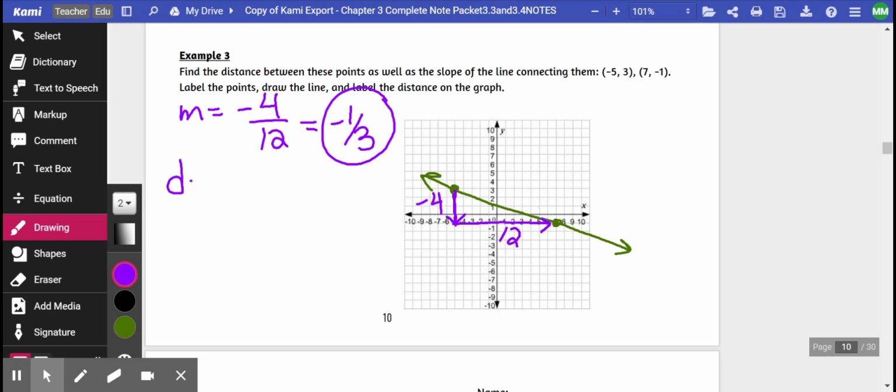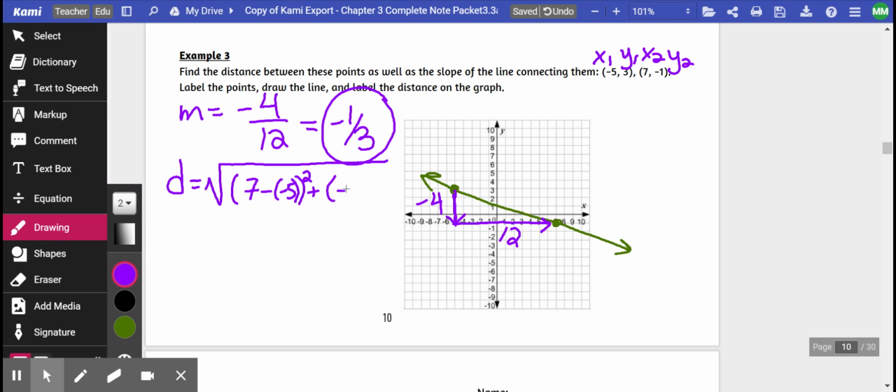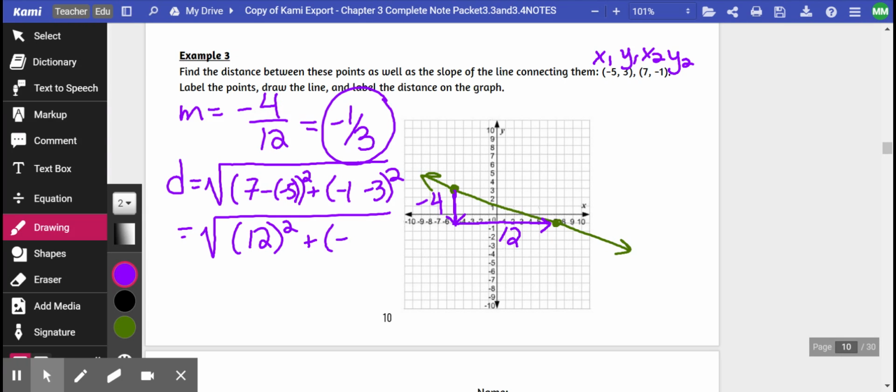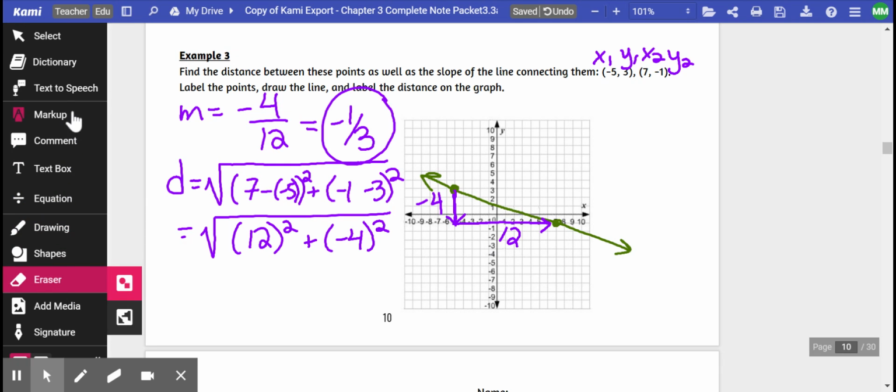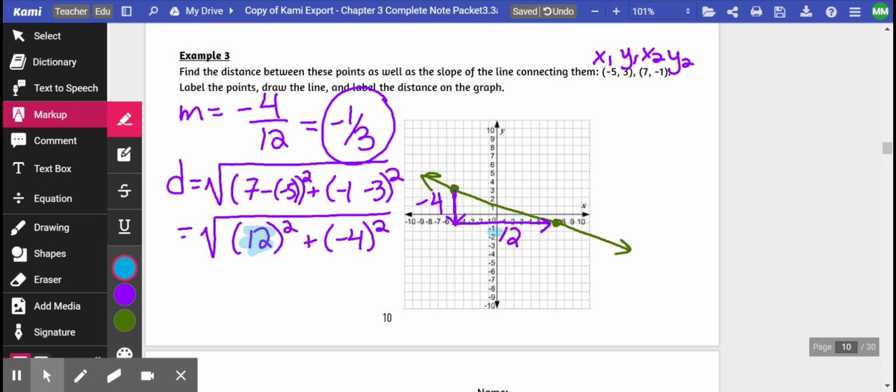Okay, for distance, I'm actually going to use this as my first x and first y, second x, second y. So I'm going to have second x minus first x, so 7 minus -5, plus -1 minus 3. So for the first parenthesis, we get 12. For the second, we get -4. And you can actually see that those numbers match what I have over here.